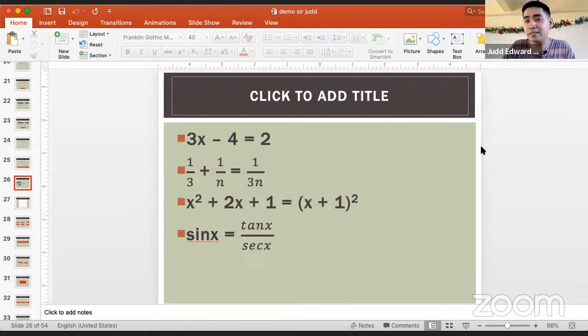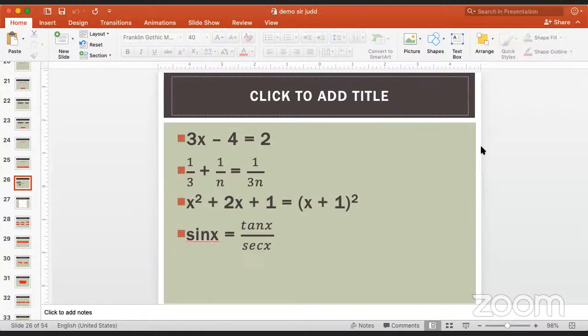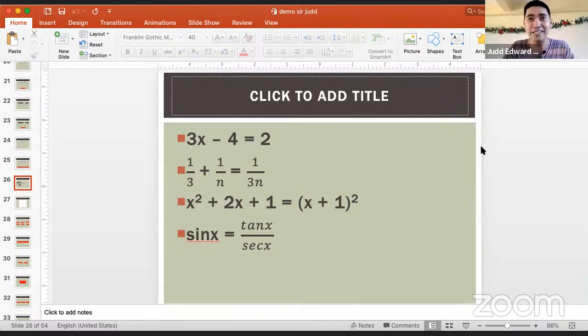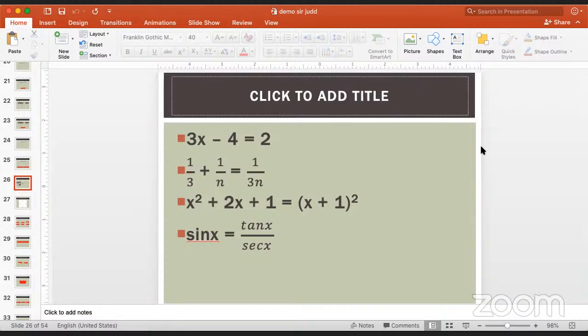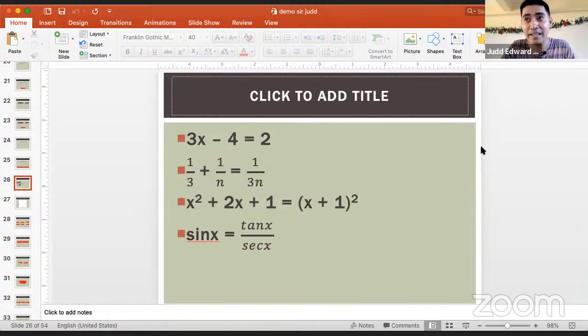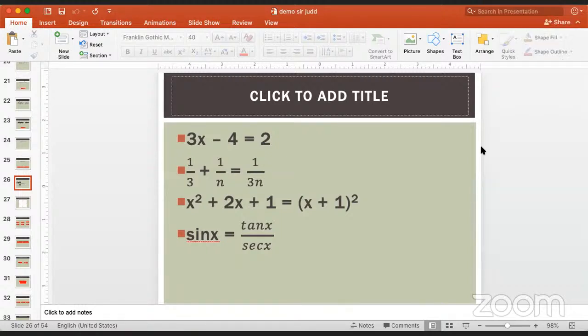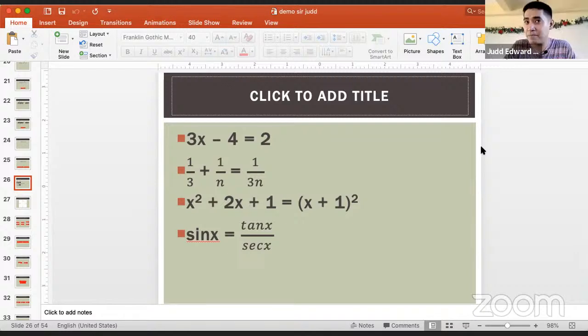How about the other values for x? For example, 1. 3 times 1 minus 4. Is it still true for x is equal to 1? No. Therefore, if it is not true for all the other values, what will be your answer? Conditional po. Conditional. Okay, maliwanag na.